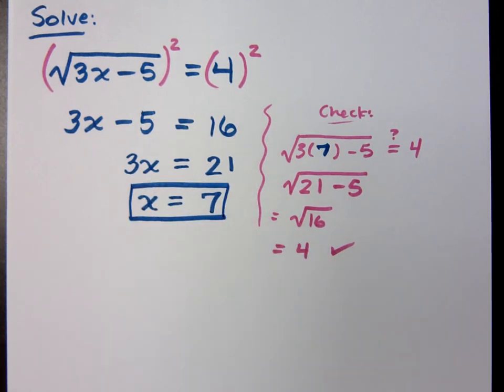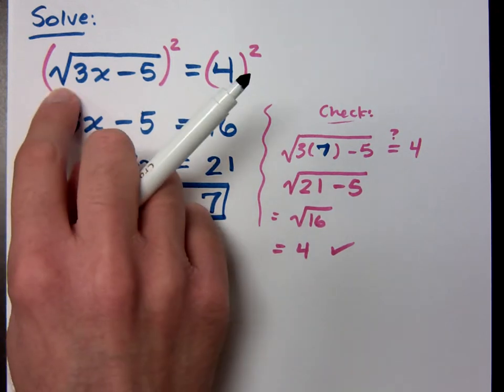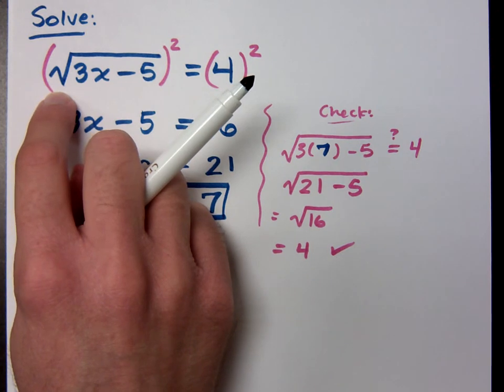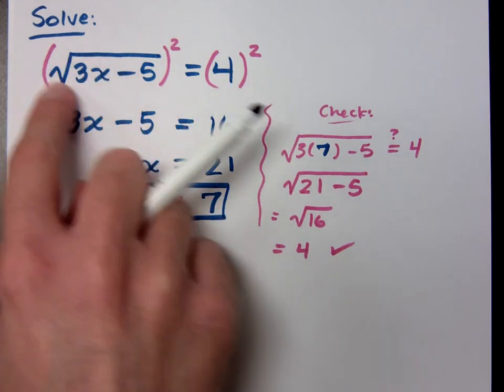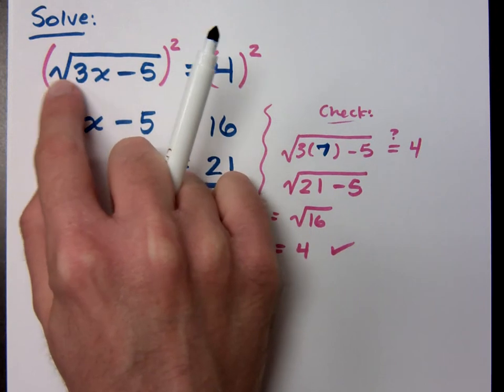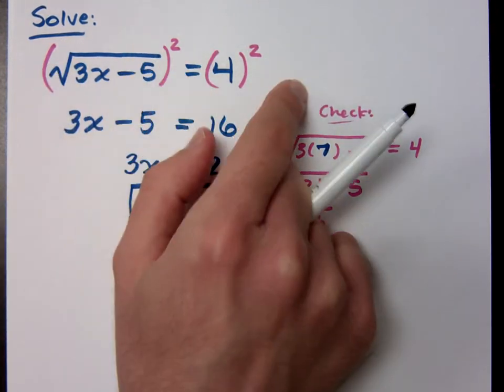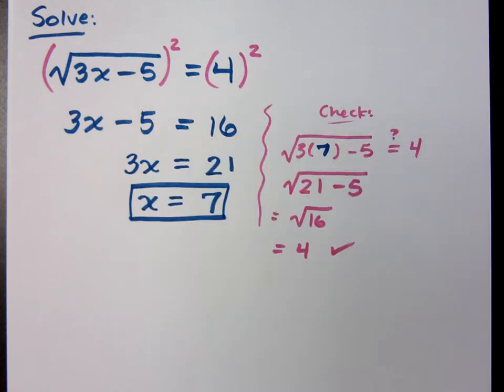And you're saying that it won't always be true? Sometimes we have issues because the radical sign only returns the positive square root. And if this only returns a positive, what if I had the square root of 3x minus 5 equals negative 4? Could the square root equal a negative number? The square root by itself would not return a negative.